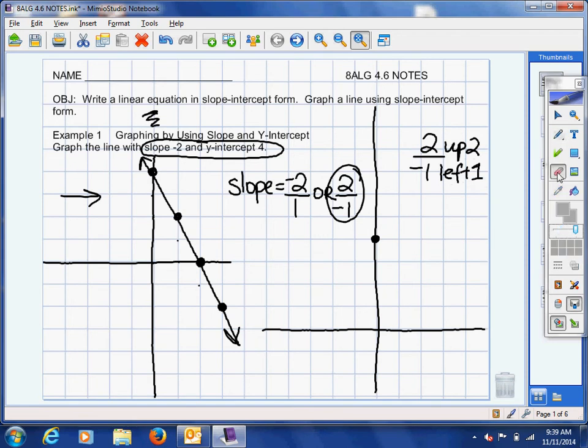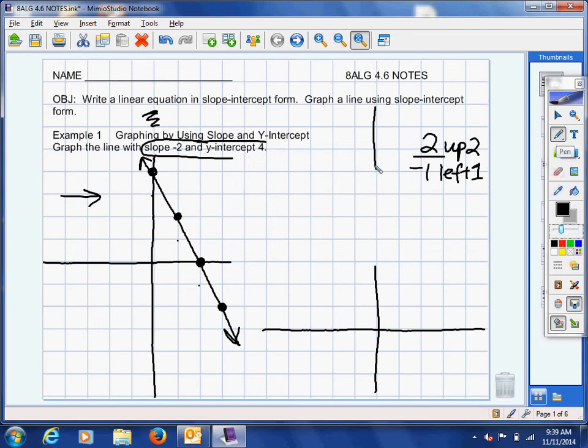So let me get my eraser out. And I do need to erase just a little bit. Oops, need to redraw. There we go. 1, 2, 3, 4. Here we go. And this time I'm going to go up 2, left 1, mark it. Up 2, left 1, mark it. Are you seeing the pattern?